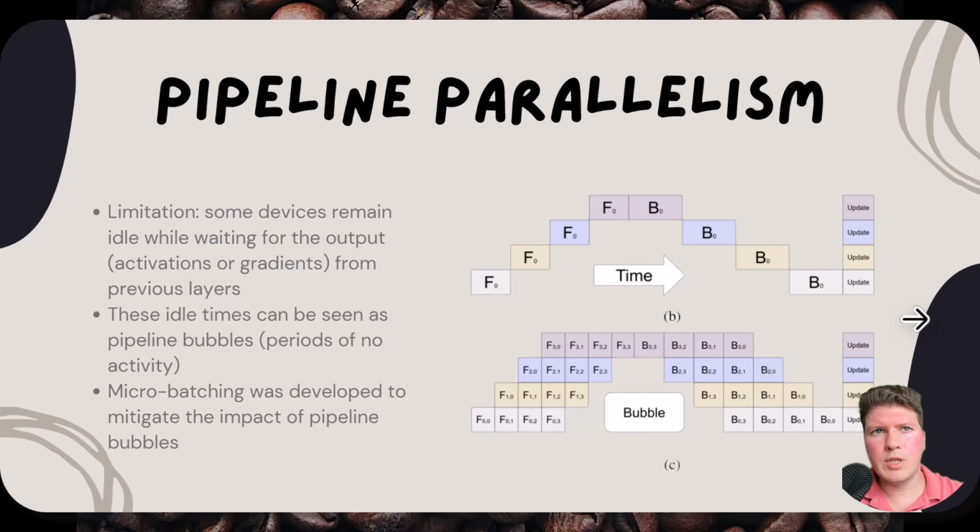Microbatching was developed to mitigate the impact of pipeline bubbles. By splitting the input batch into smaller sub-batches, microbatching ensures that GPUs remain busier, as the next sub-batch can begin processing before the previous one is fully completed.